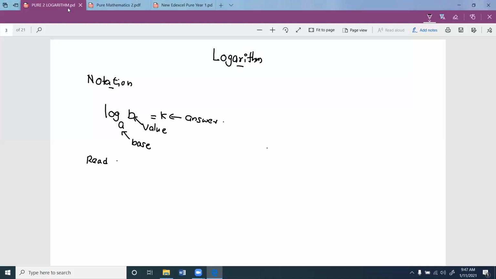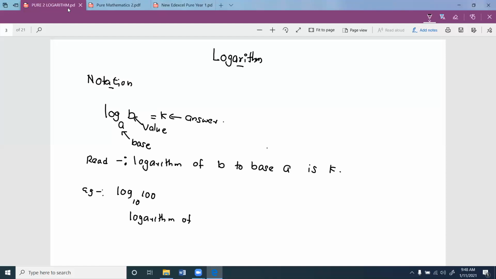The way of reading it today: logarithm of B to base A is k. For example, if you write log 10 100, how to read this? You can say logarithm of 100 to base 10. That's the way of reading this.